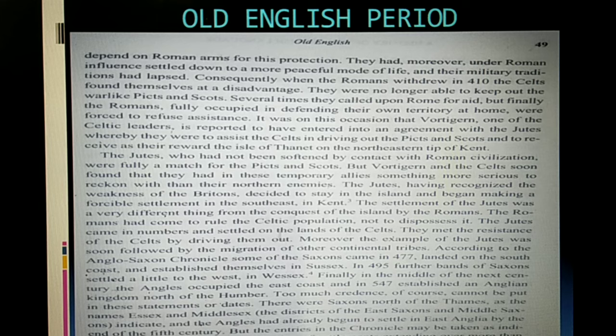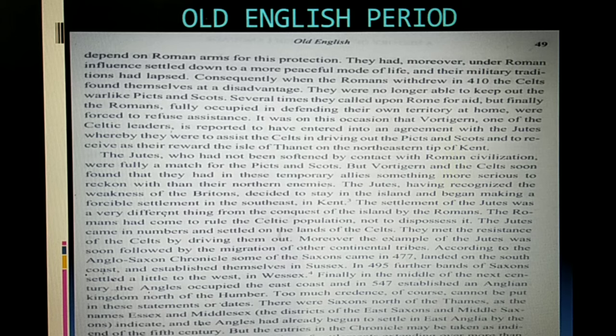Too much credence, of course, cannot be put in these statements or dates. There were Saxons north of the Thames, as the names Essex and Middlesex, the districts of the East Saxons and Middle Saxons, indicate, and the Angles had already begun to settle in East Anglia by the end of the 5th century. But the entries in the chronicle may be taken as indicating in a general way a succession of settlements extending over more than a century, which completely changed the character of the island of Britain.